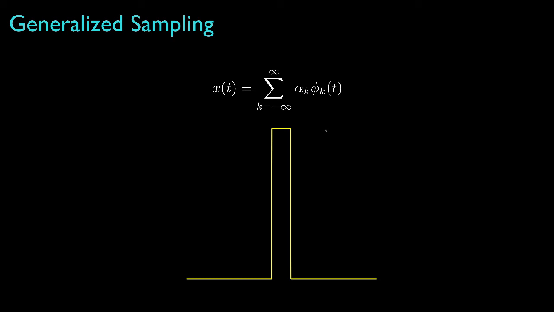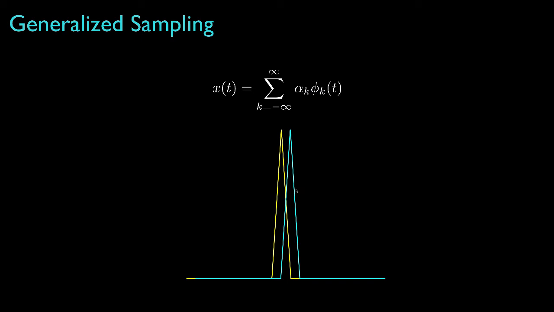And then another, perhaps for k equals 1, might look like this, which looks like the original basis function shifted over to the right. And finally, here's another example of a basis function that might be a triangle function. This might correspond to k equals 0, and perhaps this is k equals 1.